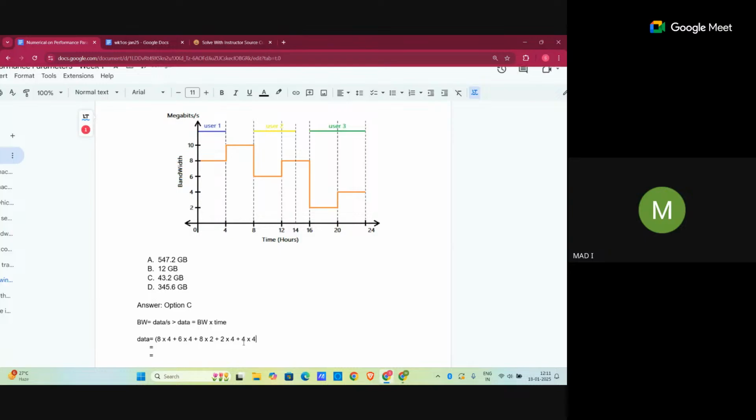Now we will focus on the units. Bandwidth was given in megabits per second, multiplied by the time in hours, right? So we will multiply it by 3600 to convert it into seconds.